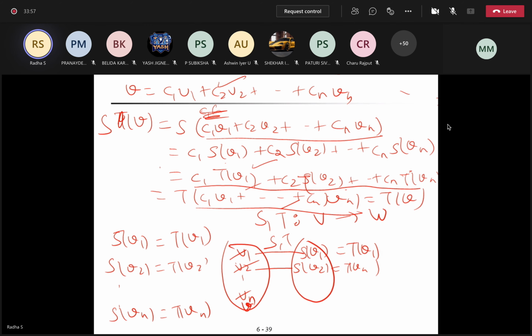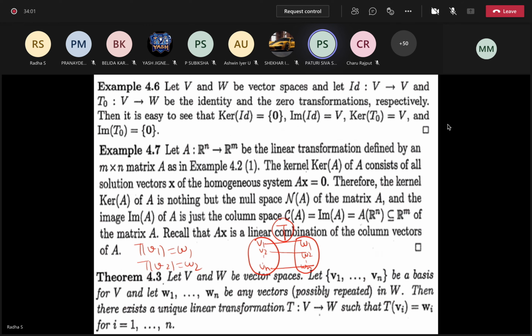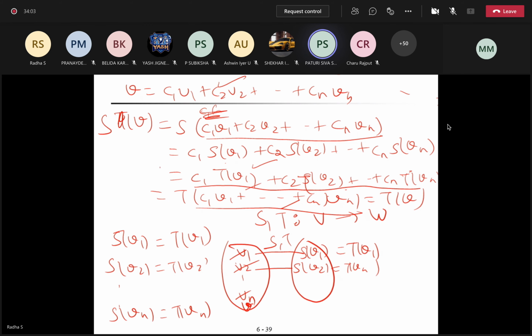Correct? Yes, ma'am. So if two linear transformations are there, their images will be the same and they are also the same. If they are assuming the same values on the basis, that has to be mentioned.